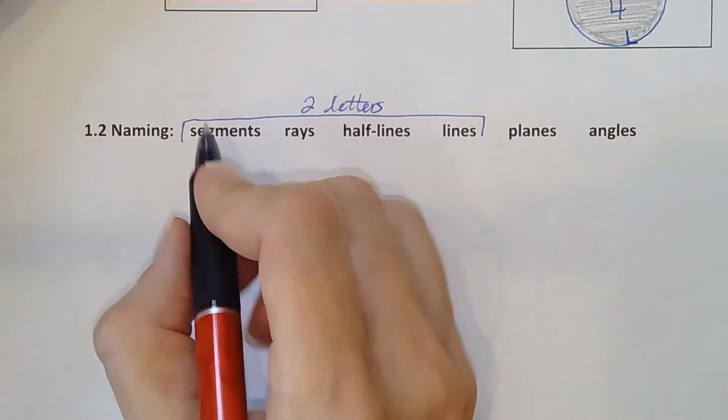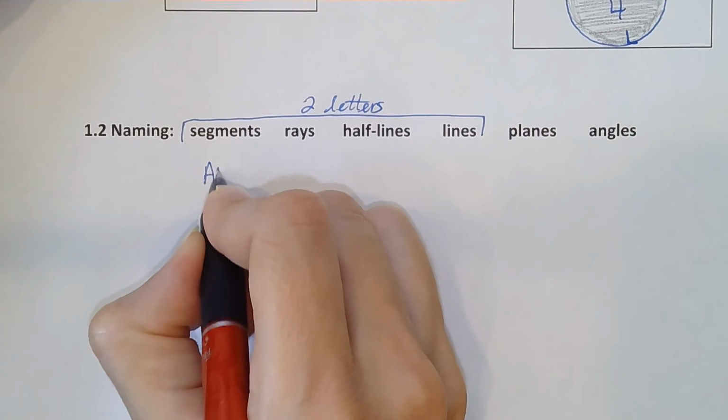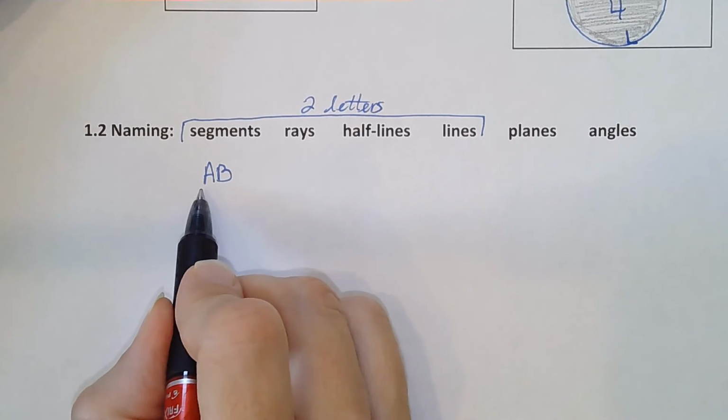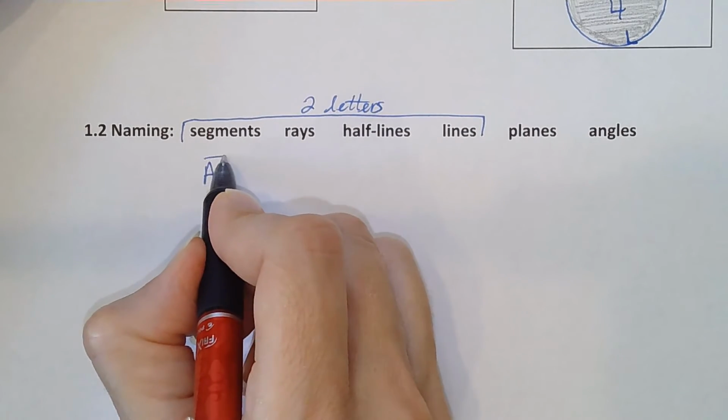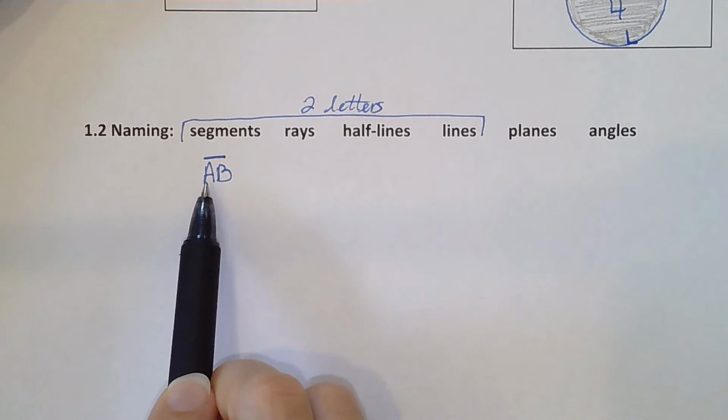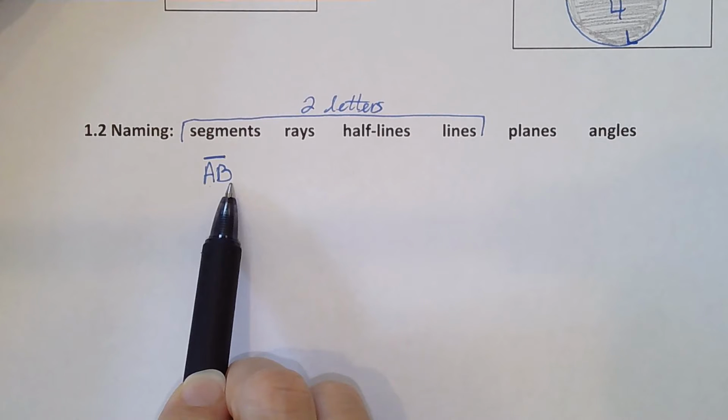And so the symbols that we're going to use, if we've got segment AB, we're going to put 2 letters together, and that's going to be our starting point and our ending point. And we use the segment symbol above it. But we have to make sure we've got 2 letters there. And this represents our starting point and our ending point for that segment.